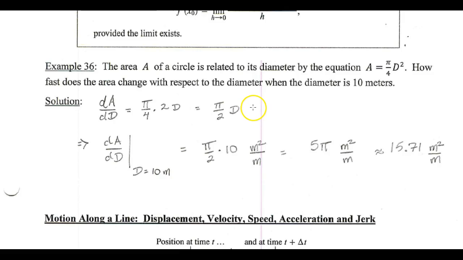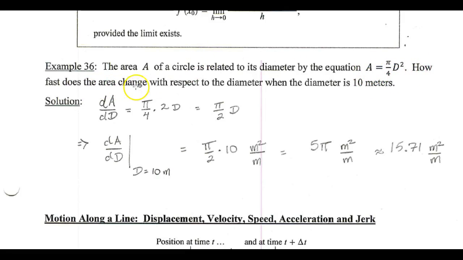So as a simple example, let's look here at example 36. The area A of a circle is related to its diameter by the equation A equals pi over 4 times d squared. We're all comfortable with A equals pi r squared, right? Well, r is d over 2, so that's how you get pi over 4 times d squared. If r is d over 2, pi r squared would be pi times d squared over 4. But this is the area of a circle in terms of the diameter instead of the radius.